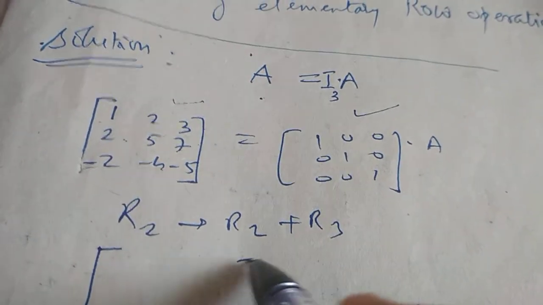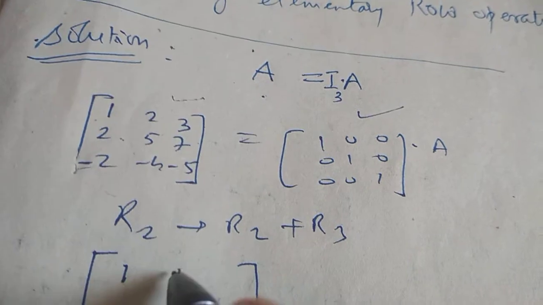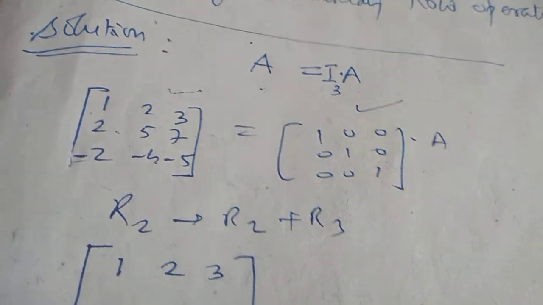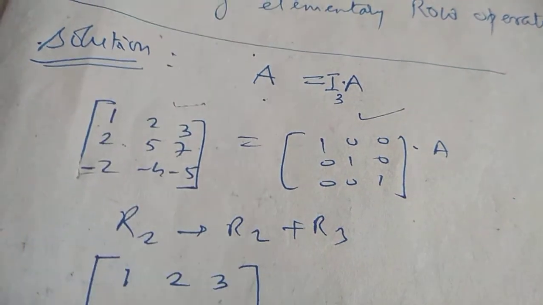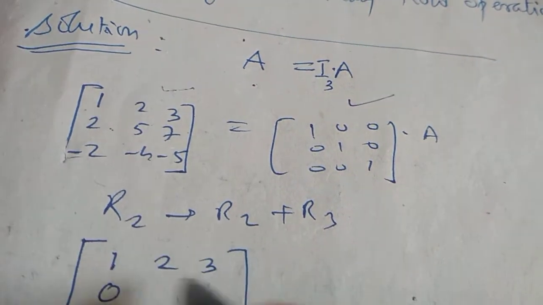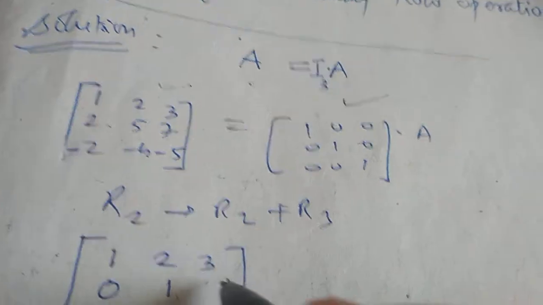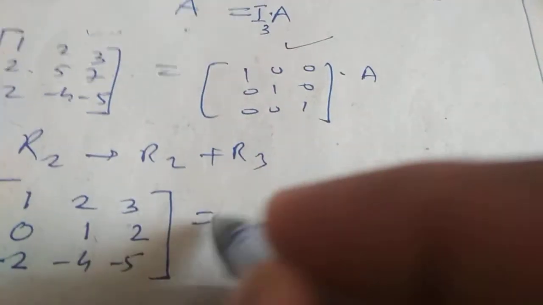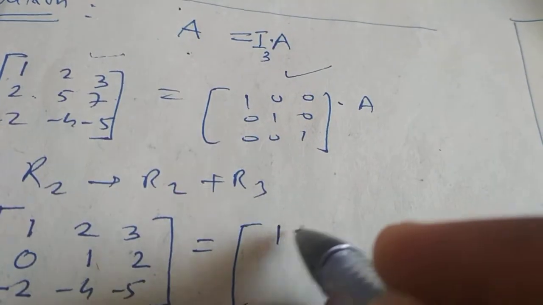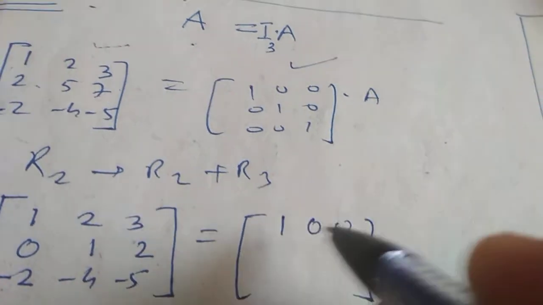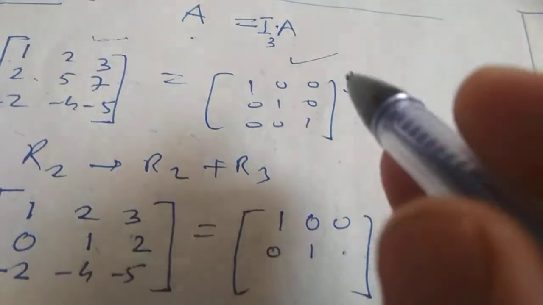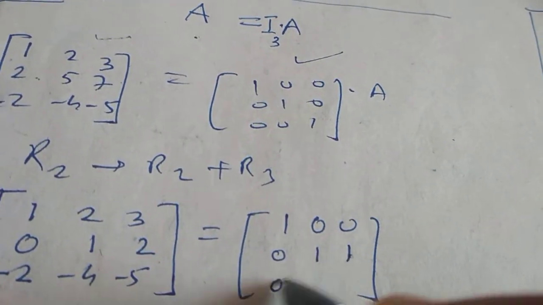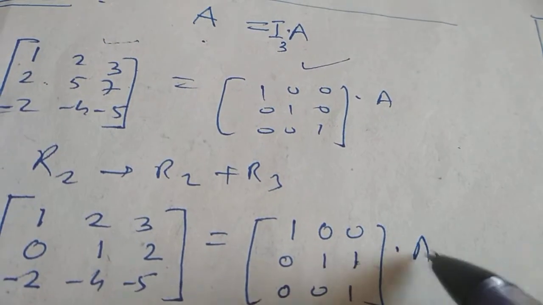So that can be obtained by 1, 2, 3, and minus 2, minus 4 as it is. 2 minus 2 will be 0, 5 minus 4 will be 1, 7 minus 5 will be 2. This is equal to: first row is as it is, R2 is changing, 0 plus 1, 1 plus 0 is 1, 0 plus 1 is 1, 0, 0, 1, dot A.